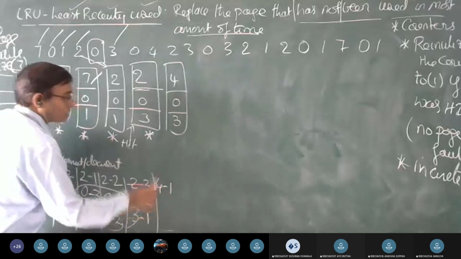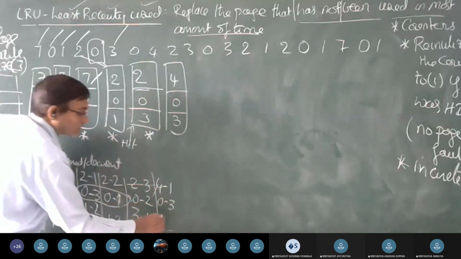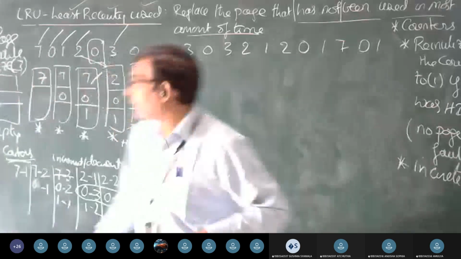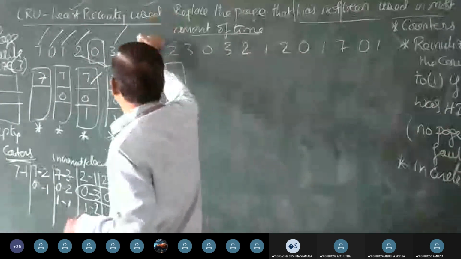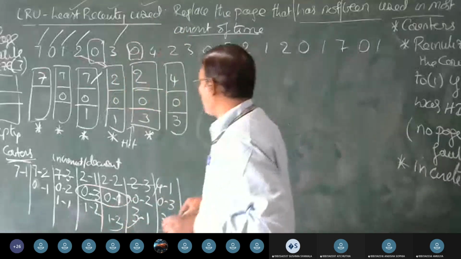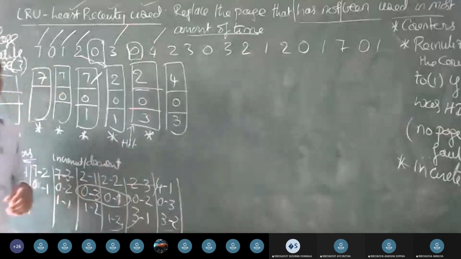4 occurrences was 1 time. 0 occurrences was 3 times. 3 occurrences was 2 times. So that is how we are going to get this value. So now we are going to have this value reinitialized, and now we completed the value of 4 there.